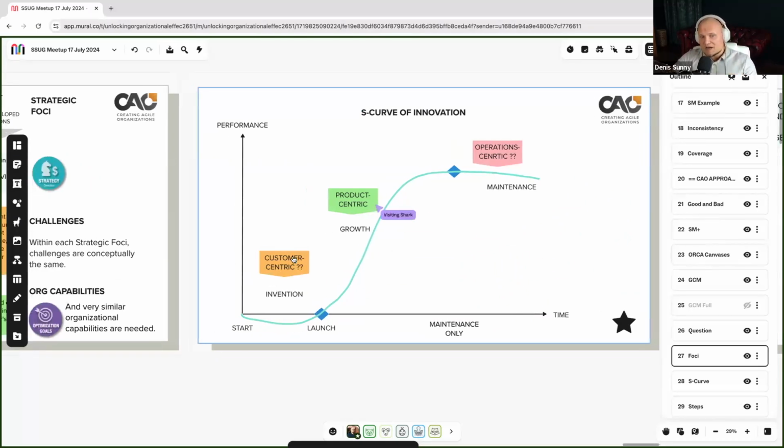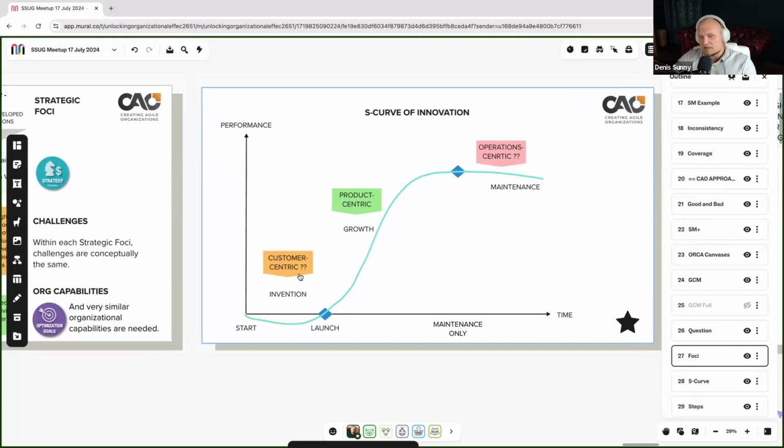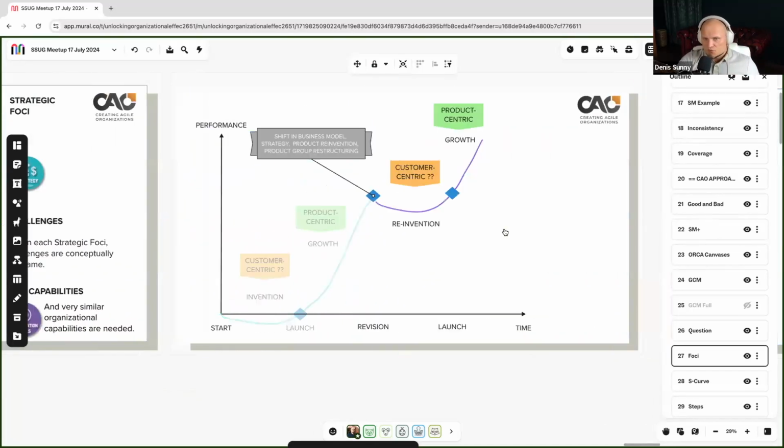So in this case, you might discover that at the first stage, you probably need more customer centricity. If you, for instance, launch your product for just a couple of your first adopters. But with time, you have more and more clients and you probably switch to product centricity. In the end, you don't need to develop this product or service, then probably operation centricity is your focus area. And all of those need different optimization goals and different organizational solutions. By the way, of course, you know that at some point you can reinvent your product or service. So again, probably different stages will need different strategic focuses.